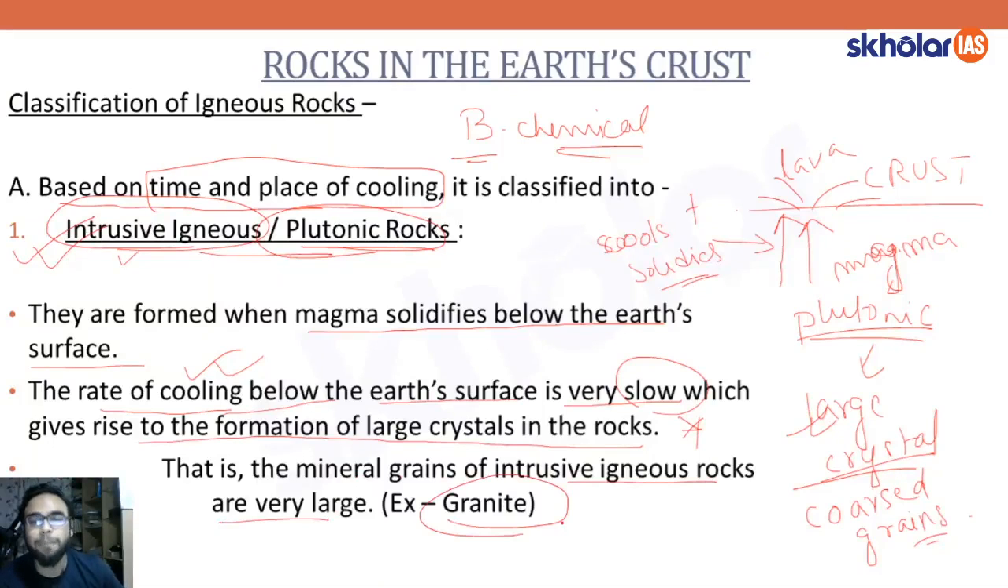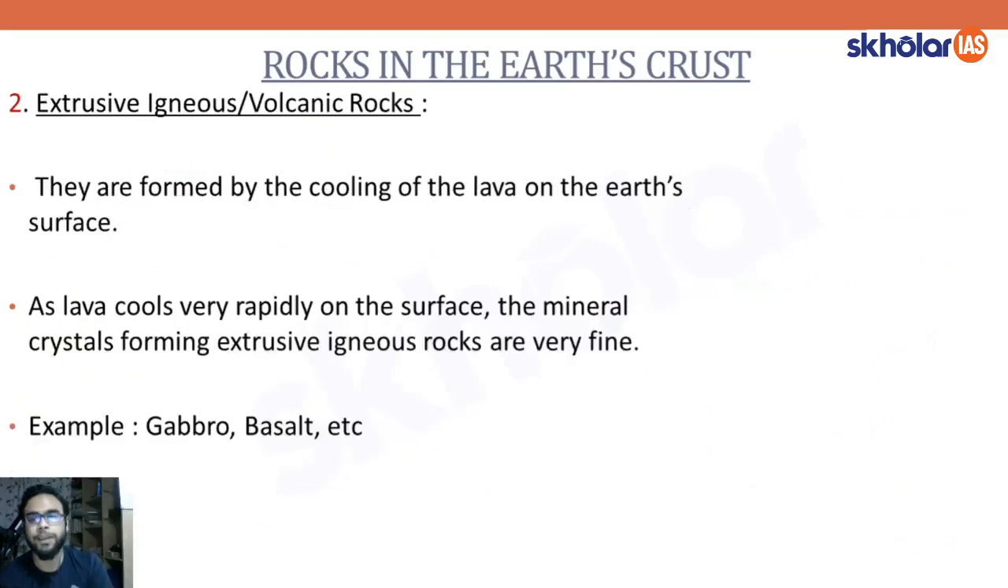And what is the example of an intrusive igneous rock? It is granite. Kindly remember, granite is an example of plutonic rock, meaning granite is found below the earth's crust.